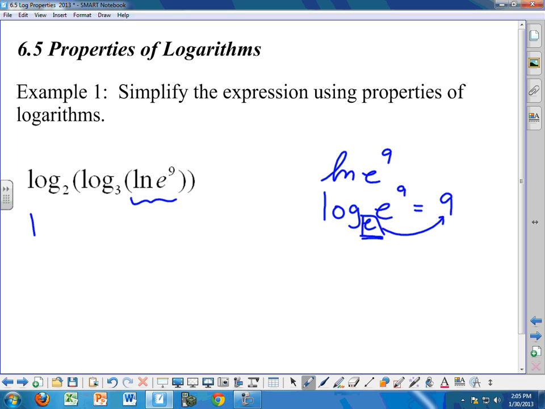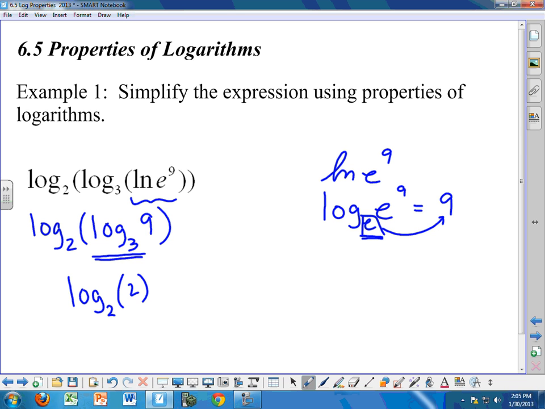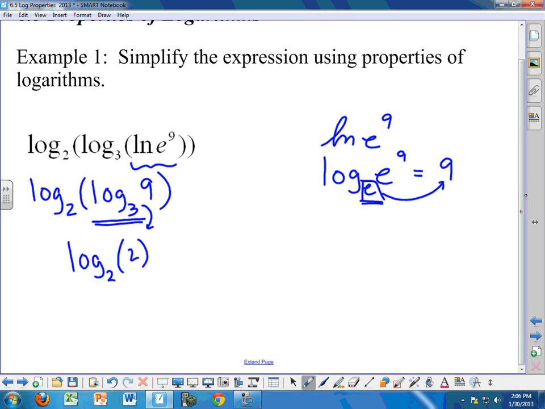Going back over to here then, log base 2 of log base 3, and we now replace this with a 9. And once again, we see that log base 3 of 9, if we just ask ourselves, what is the power of 3 that makes 9, comes out to be just the number 2. So the number 2 is the power of 3 that makes 9. And finally, the last part of this, what is the power of 2 that makes 2? We end up with 1 as the answer. So that's kind of a fun little example to start off with, to simplify that into a basic component.